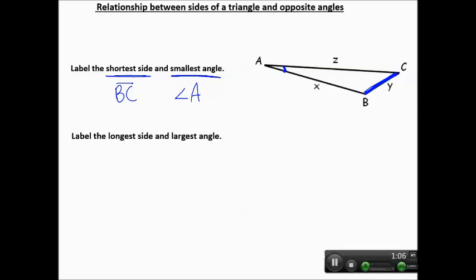Let's now label the longest side. The longest side is this side, side AC. How about the largest angle? Well, because these two angles are acute and this one is obtuse, the obtuse angle will be the largest angle, angle B. Notice the relationships between these sides and angles that are the smallest and largest.